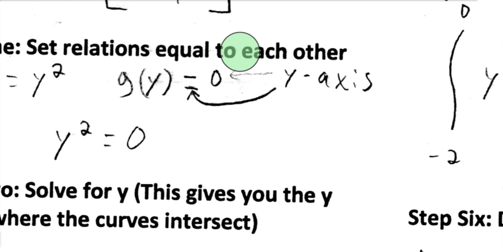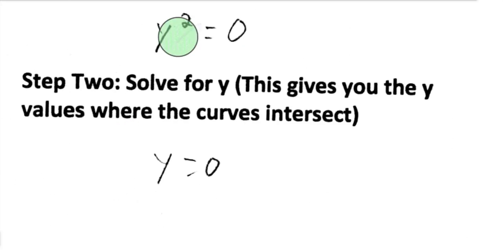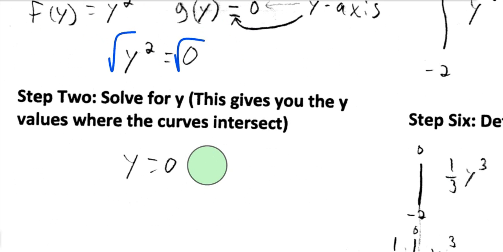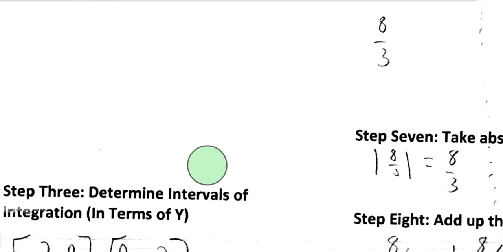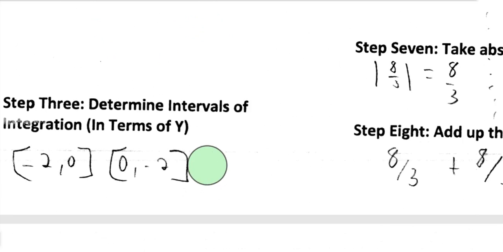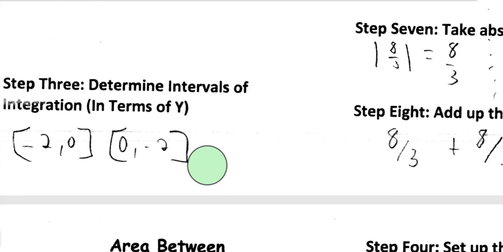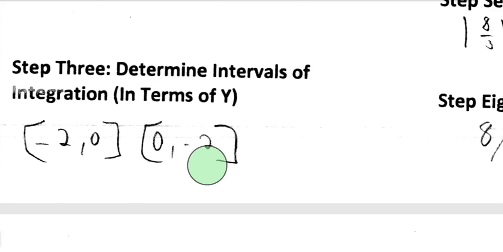So we're going to set y squared equal to 0 and solve for y. Of course, if you take the square root of both sides, you get plus or minus 0, which is silly. It's just 0. So that's where these two graphs cross. Now, I'm not going to look at the graph of this until the end, because I want you to get used to solving this without having to see it, as long as you follow these steps, you'll be good to go. Step 3, determine the intervals of integration.